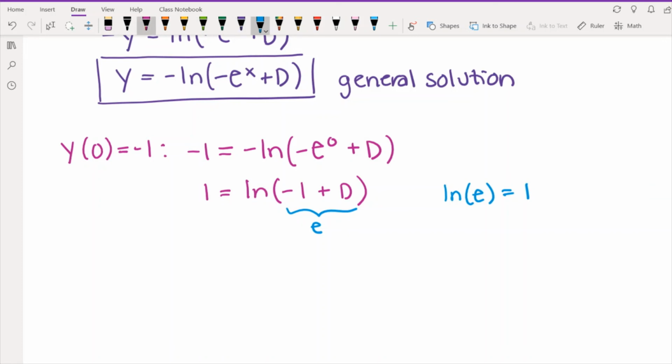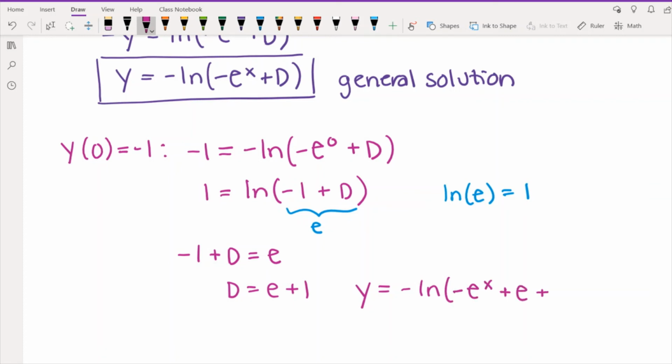And so that means that the solution here is going to be -1 plus d is equal to e. And so d is equal to e plus 1. Oh, and that's not our final answer, sorry. So what's our final answer? Our final answer is y is equal to negative ln of negative e to the x plus e plus 1.